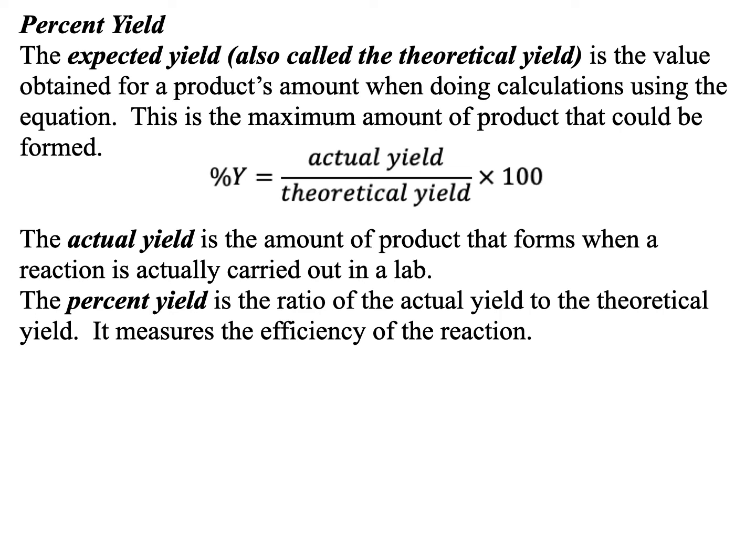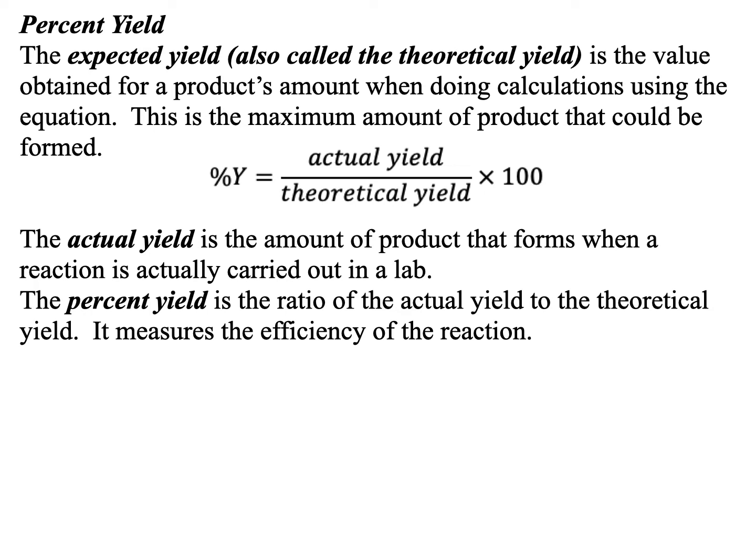The expected yield, which is also called the theoretical yield, is the value obtained for a product's amount when doing calculations using the equation. This is the maximum amount of product that could be formed. We call that the theoretical yield. So all of the numbers that we've been getting so far, if they've been for products, those have been theoretical yields. Using the theory of stoichiometry, you should get that much.